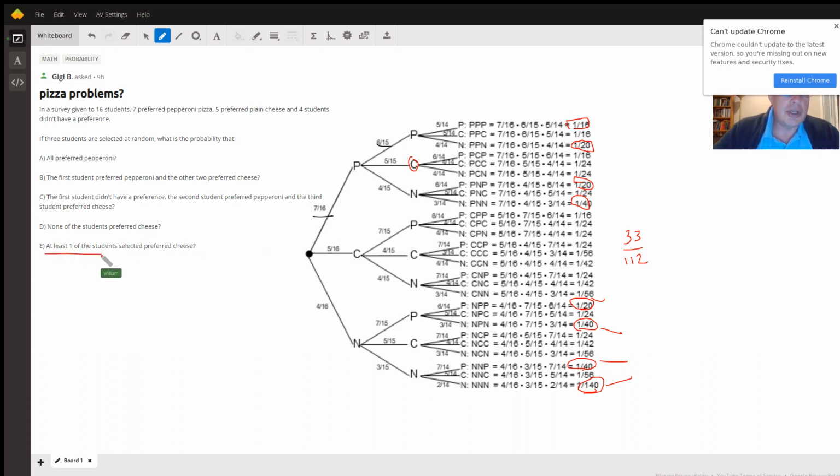Now, question E is easy because it's really just the complement of question D. So if none of the people preferred cheese, then the opposite or complement to that is that at least one person did prefer cheese. So this is just going to be 1 minus 33 out of 112, which turns out to be 79 out of 112. Hopefully that was helpful to you.